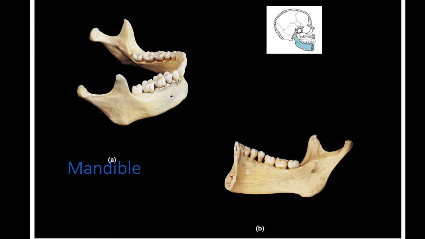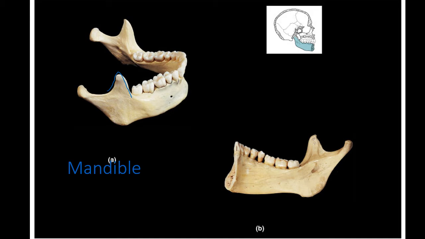We then have the mandibular angle. We have the mandibular notch. And then the structure here that sticks up is a process. And so this is the coronoid process. And so this is an attachment point for muscles as well for chewing.